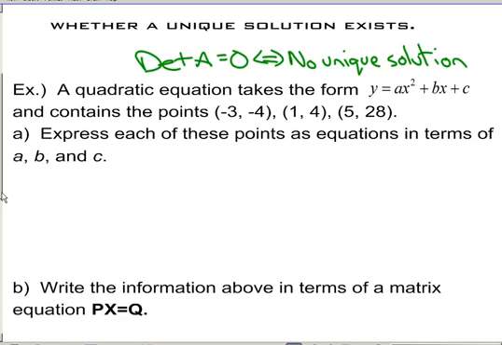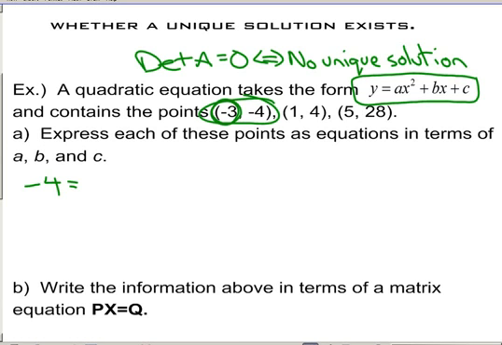So look at this first point, negative 3, negative 4. I know it's got a y value of negative 4, so I should be able to sub it into this equation. Equals a times the square of my x value. Well, the x value in this case was negative 3. Negative 3 squared is 9, so I've got 9a plus b times that negative 3, or negative 3b, plus c at the end. I'm going to do the same process of subbing in for my other points.